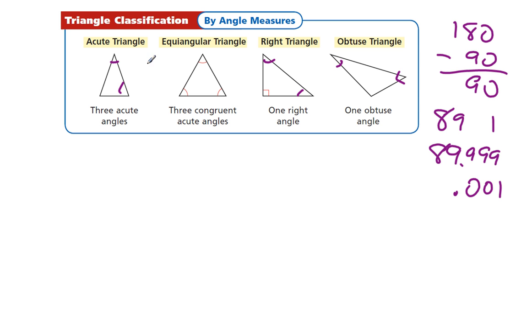So what it comes down to is, what is the third angle? Is that last one acute? Then we know it's acute. Is that last one a right angle? Then it's a right triangle. Is that last one obtuse? Then it's a Jabba obtuse triangle.